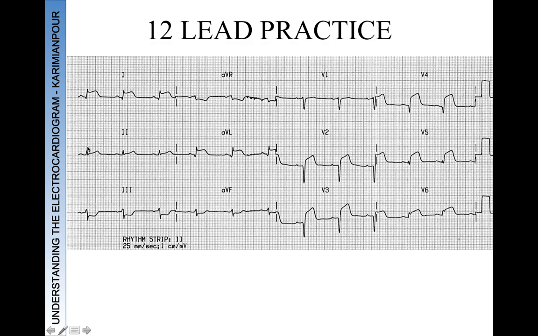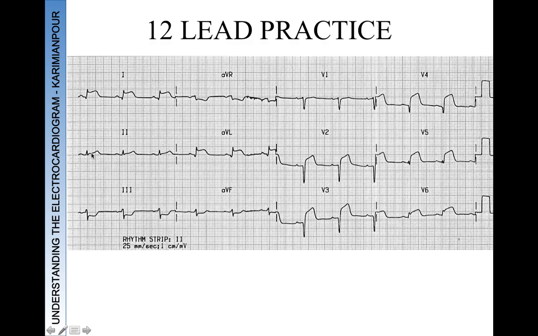If our QRS is a positive deflection in limb lead 2, we can say that the net direction of current is down and to the left, the way that the heart sits within the chest. So this is probably a normal axis. However, looking at aVF, we see that the QRS is borderline. It's a little bit more negative than it is positive in aVF. So this could be borderline left axis deviation, maybe at 0 or -30 degrees.